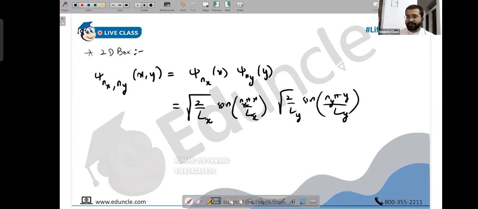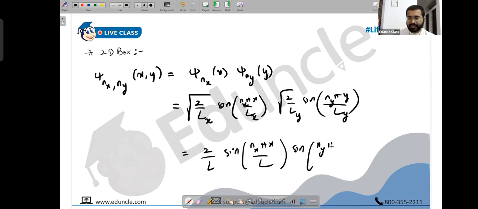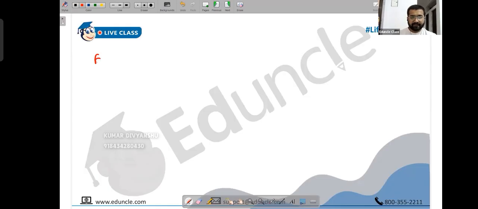For easiness, most of our 2D box problems will be square boxes, where Lx and Ly will be equal to L. In that case, root of 2 by L into root of 2 by L becomes 2 by L, and this is sine nx pi x by L and then sine ny pi y by L. Does anybody have any questions until here? This is just a revision from last class. Proceed ahead.